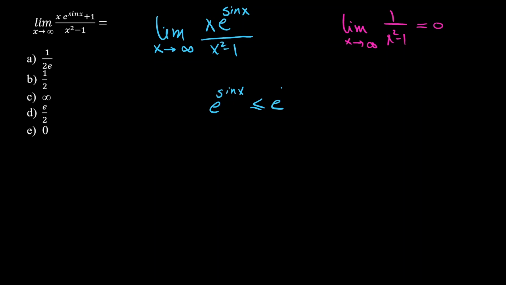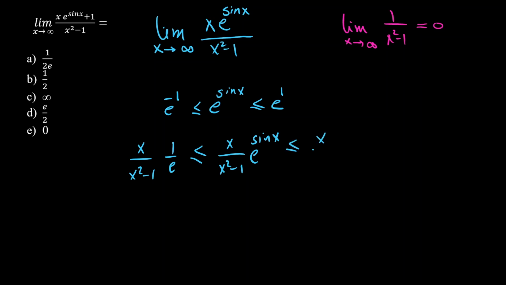So now I will just concentrate on e to the sine x, which can be bounded between e to the minus 1 and e to the 1. Now I will multiply everything by x over x squared minus 1, and this quantity is supposed to be positive because the limit is going to infinity. So if I multiply everything by x divided by x squared minus 1 times, of course, 1 over e, which is e to the minus 1, this is less than or equal to x divided by x squared minus 1 times e to the sine x. I'm not really changing the direction of the inequality signs here. So this is less than or equal to x divided by x squared minus 1 multiplied by e.